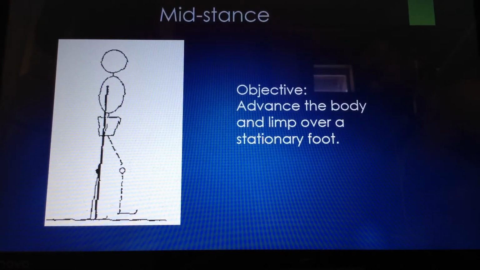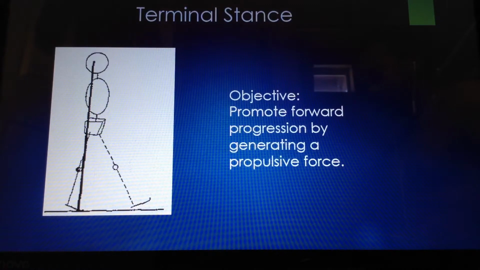more vertical. Terminal stance. The goal is to promote forward progression by generating a propulsive force. The ankle reverts back to plantar flexion from dorsiflexion in a neutral position, creating a rocking motion to propel forward. The knee begins to flex to support body weight of the forward moving opposite limb, and passive extension of the hip joint continues as the body weight advances beyond the supporting limb, reaching 10 degrees of hyperextension.